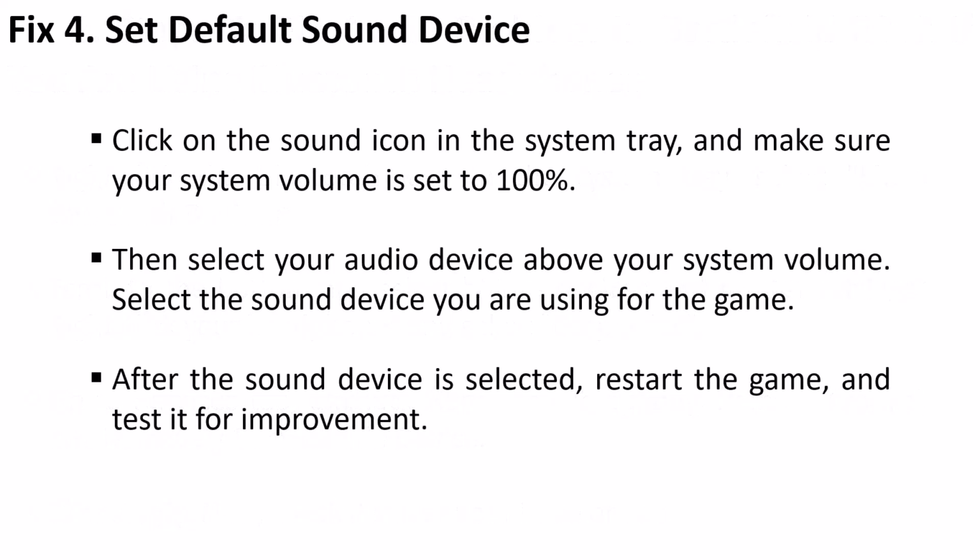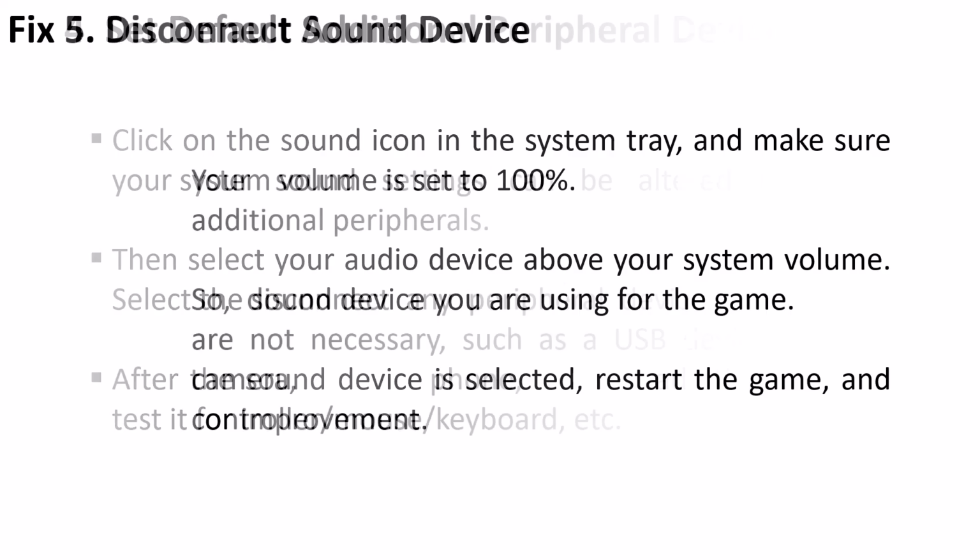Fourth solution is to set default sound device. So click on the sound icon in the system tray and make sure your system volume is set to 100%. Then select your audio device above your system volume. Select the sound device you are using for the game. After the sound device is selected, restart the game and then test it for the improvement.